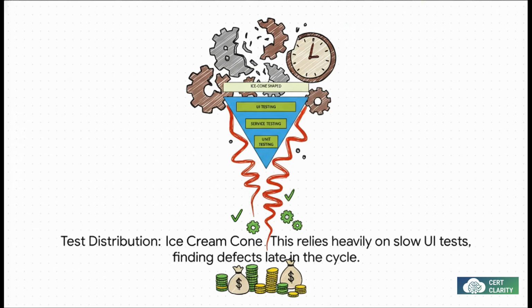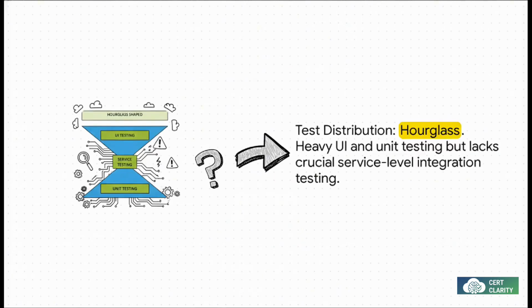Here, the team is relying almost completely on slow, brittle, and really expensive UI tests. This is a recipe for finding bugs way too late in the game, which just makes them way more expensive to fix. Now, the hourglass shape, you see this one a lot.